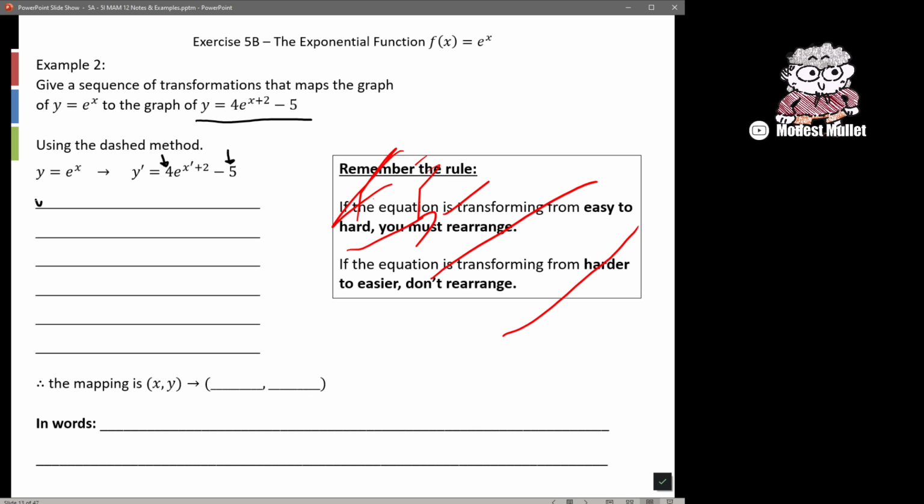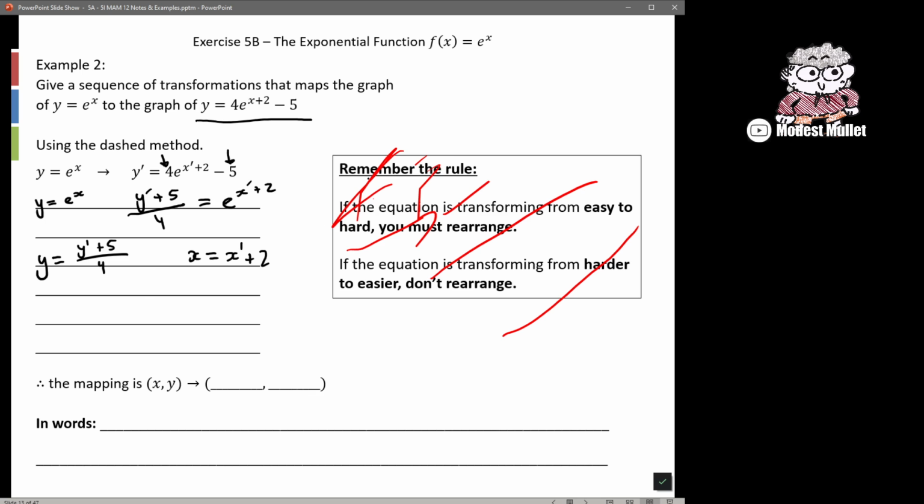So we want to rearrange this. Our first one stays the same. Our second one, we're going to get y dash plus 5. We add 5 to both sides, and then we divide by 4, and that's going to be equal to e to the x dash plus 2. Now we have it written in the form of operations applied to the x and the y, so we can clearly see that if we equate left and right hand sides, we've got y is equal to y dash plus 5 on 4, and we have x is equal to x dash plus 2.